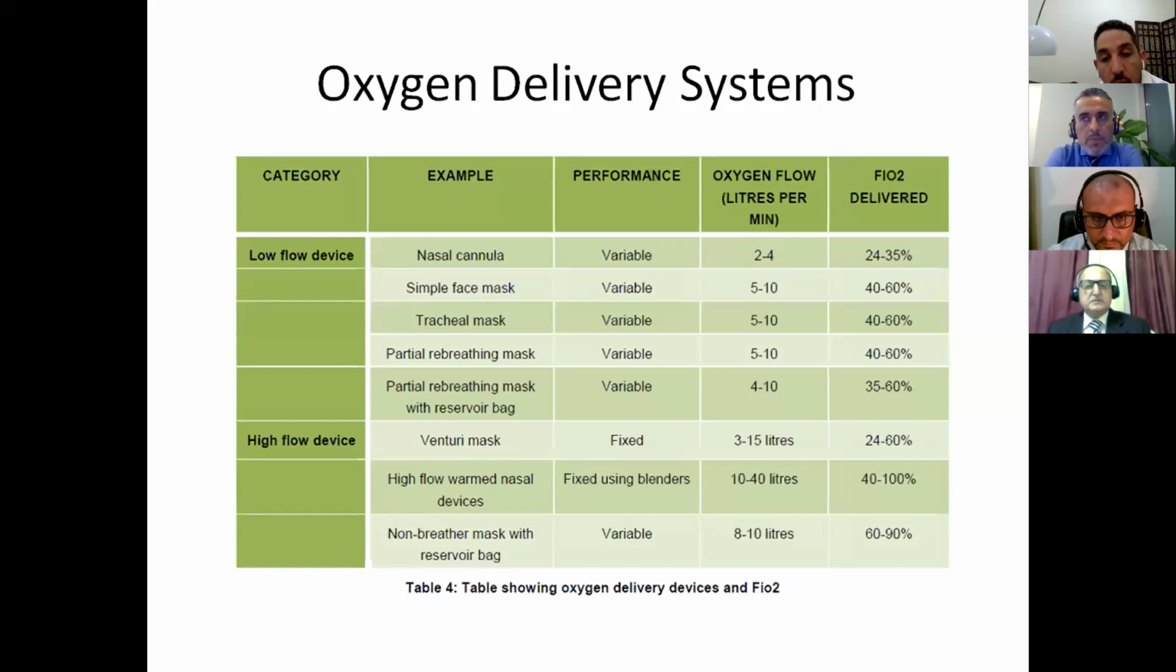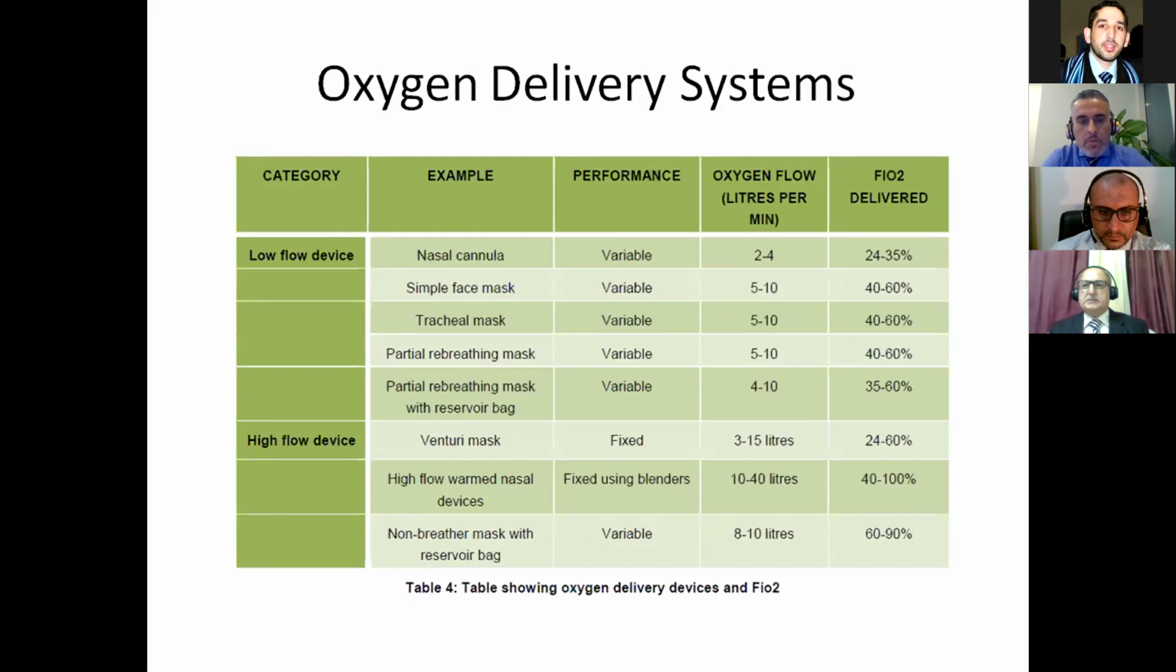For example, in this table, I have written that a nasal cannula at 2 to 4 liters will provide 24 to 35%. So this is for a respiratory rate of, say, between 20 and 25. Suppose the same patient starts breathing at a respiratory rate of 30, this FiO2 will not be delivered. It will decrease to less than 25. So in that sense, low flow devices are not meant for patients who are very sick. For patients who are very sick, it is better to go for the high flow devices because you will be assured that the patient is going to get a fixed FiO2 irrespective of his ventilatory demand, whether the patient's respiratory rate is high, whether he is gasping, whether he is breathing with his mouth open, whatever. You will be able to make sure that the patient is getting a fixed FiO2.